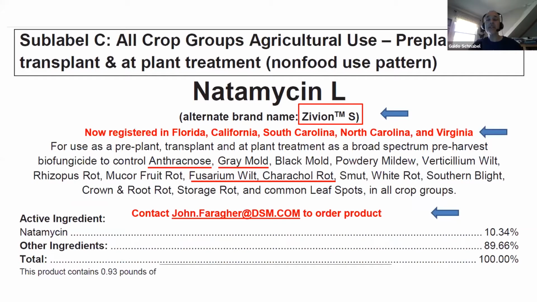The natamycin active ingredient is sold under trade names. It's called Natamycin L or Zivion S. It's currently registered in Florida, California, South Carolina, North Carolina, and Virginia. And I'm hoping that we will have it registered in more states very soon. It is active against anthracnose and gray mold, but it also has efficacy against some of those other soil-borne diseases, including fusarium wilt and charcoal rot.